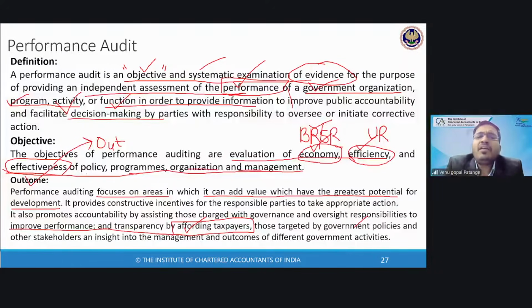So government functions, activities, programs, they perform so many activities. For example, daily they will be purchasing. Like any other organization, these public sector undertakings also purchase so many things. They spend money on employees, and spend money on capital investment.